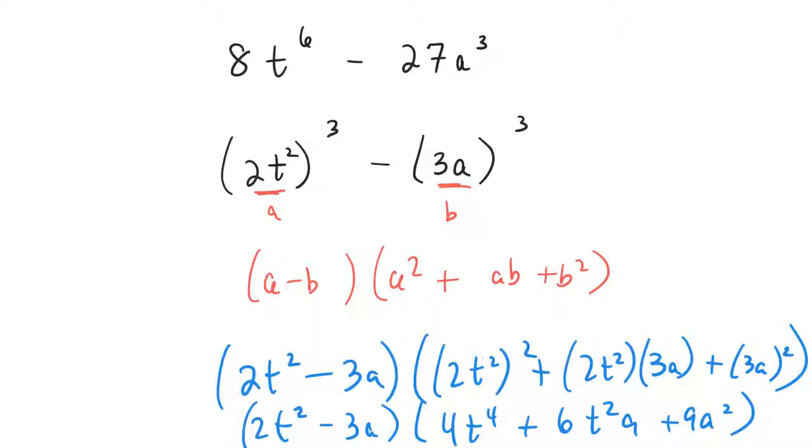I'm going to walk you down. Stay with me for a second. So this is 2t squared, quantity squared. So this is what A was. A was 2t squared, but that has to get squared itself. And then 2t squared is multiplied by the B value, which is 3a. And then this 3a, which is the B value itself, has to get squared, which is where the 9a squared comes from.